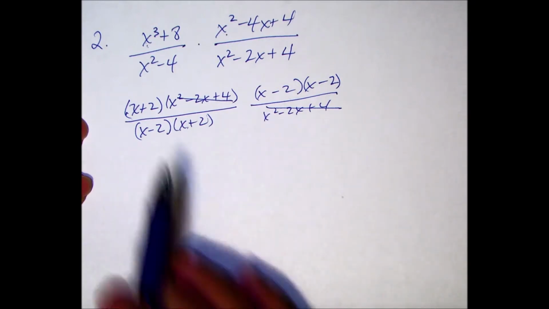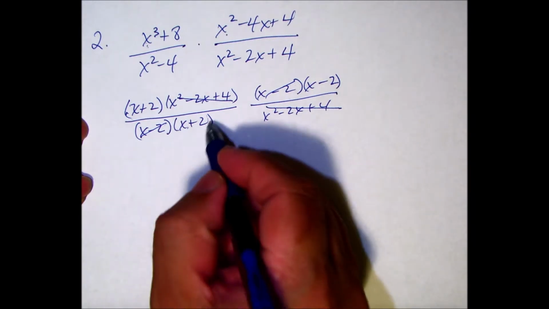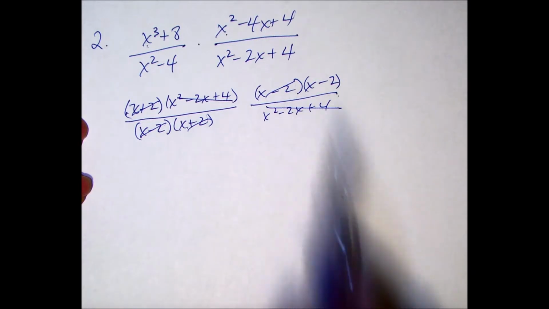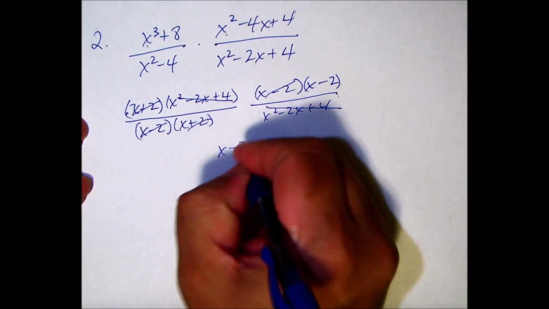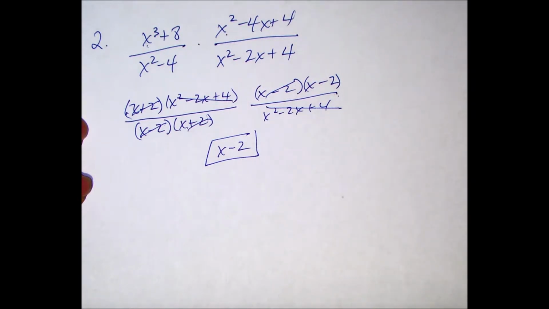So here, x minus 2 can reduce with this x minus 2. This x plus 2 can reduce with this x plus 2. The only thing left is this x minus 2, and in fact, that's the final answer. The answer is x minus 2. Everything else reduced.